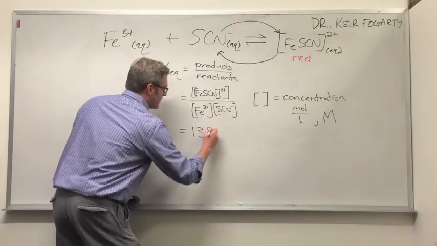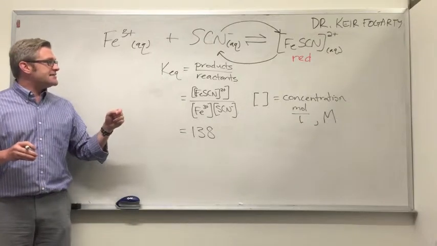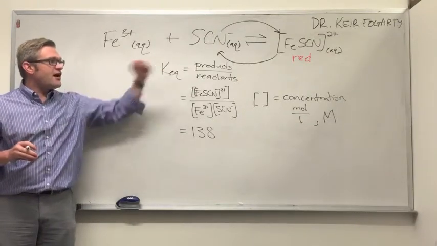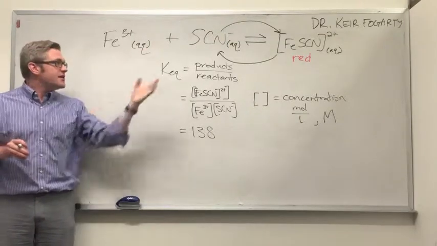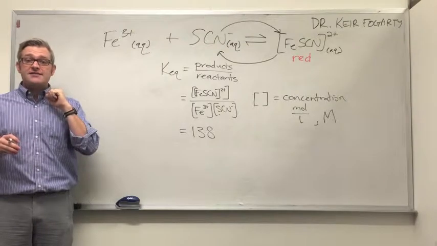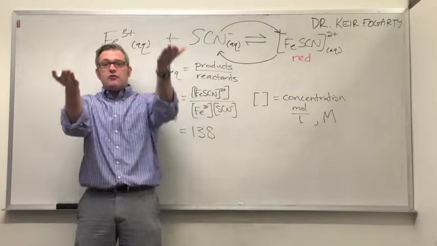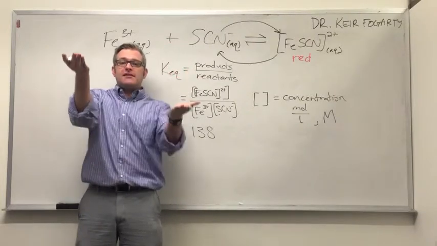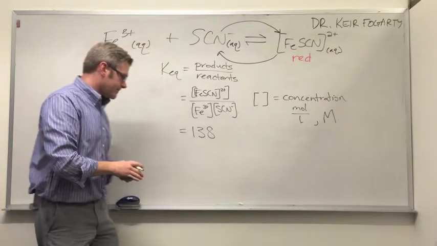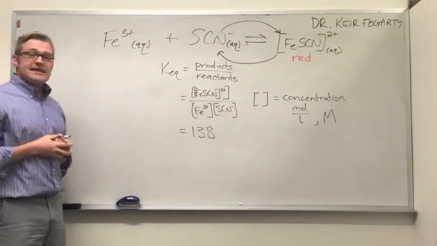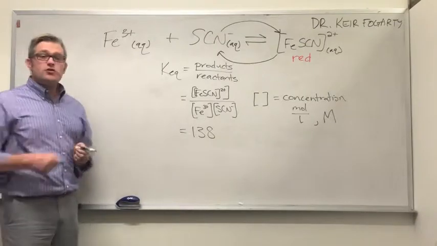It is 138. Now, what does this tell us? Well, the 138 tells us that there's roughly 138 times more stuff on the product side than there is on the reactant side. So we have an equilibrium, we have a balance between our reactants and our products, but the balance is shifted towards the product side. So that is how we address equilibrium in solution.